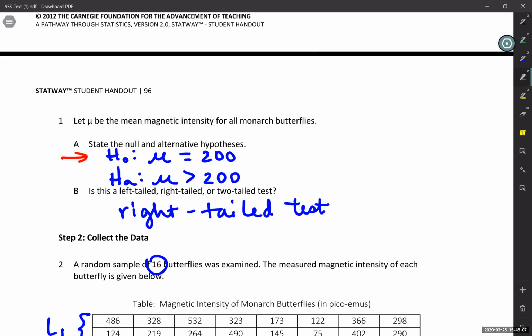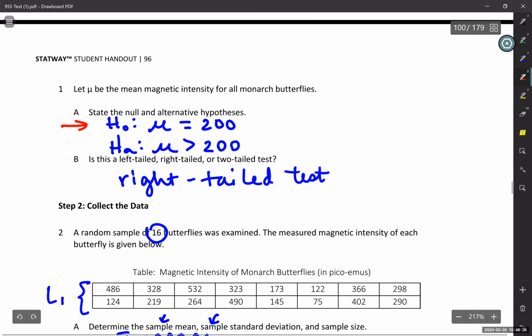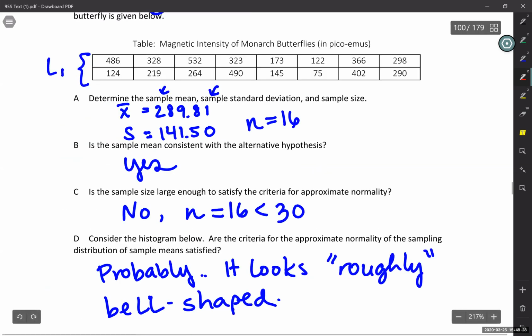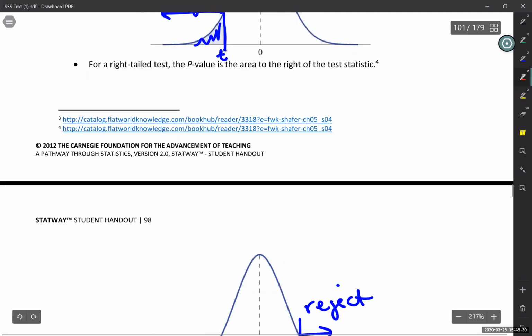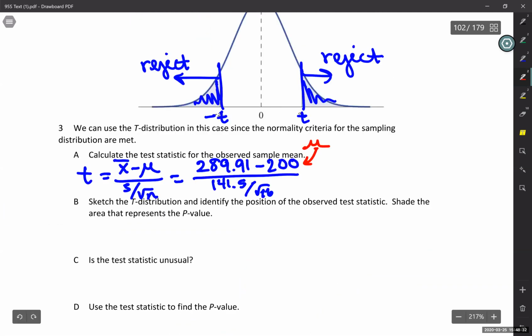And this is a very common mistake that people make. They have no idea where to find mu, and they don't realize that that was actually the first thing they wrote down was what mu equaled. So we're getting mu from the vocabulary in the problem, and we're setting it up as our null hypothesis. So coming back here, that's why I got a 200 right here as our mu from our null hypothesis.